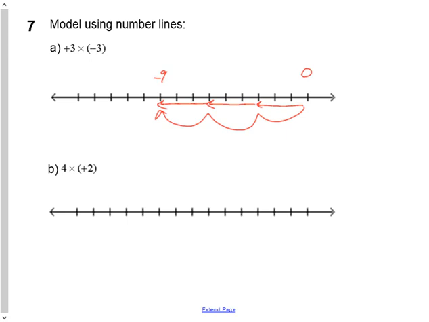In B, it says 4 groups of positive 2, so this time I'm going to use it here. So 1 group of positive 2, 2 groups of positive 2, 3 groups of positive 2, 4 groups of positive 2, or 1, 2, 3, 4. Where do I end up at? I end up at a positive 8.